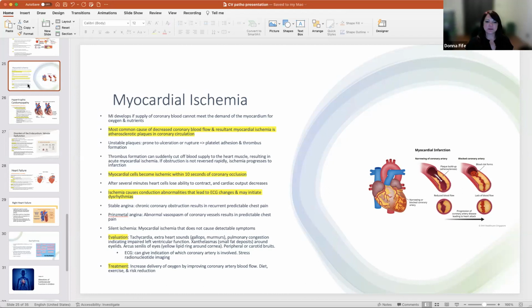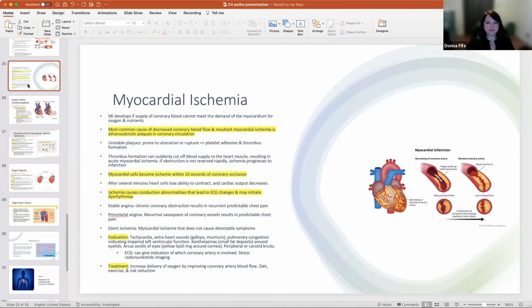Myocardial cells become ischemic within 10 seconds of coronary occlusion. So this happens pretty rapidly. After several minutes, the heart cells lose the ability to contract and cardiac output decreases. Ischemia causes conduction abnormalities that lead to EKG changes and may initiate dysrhythmias.